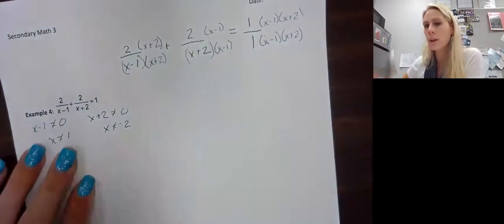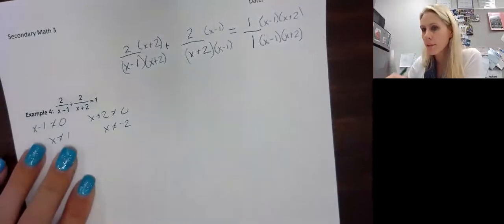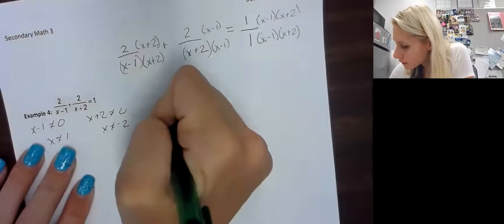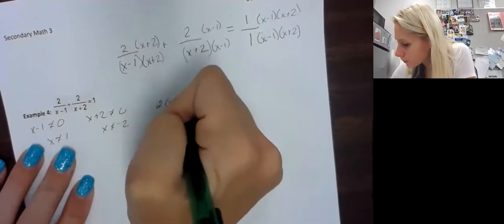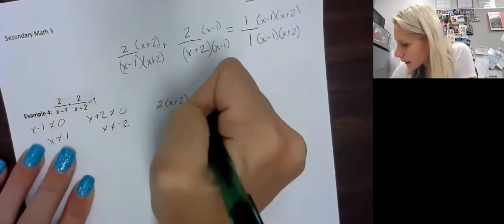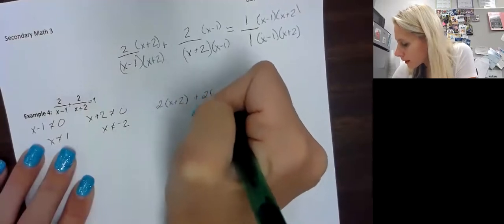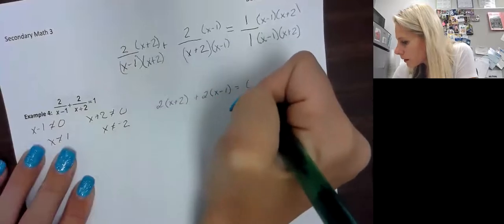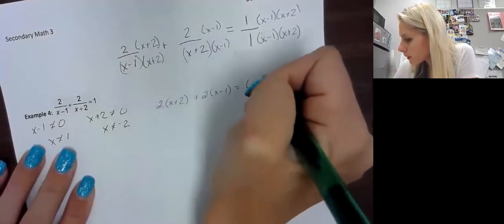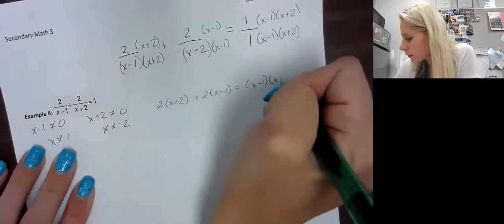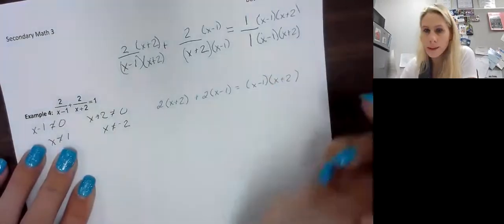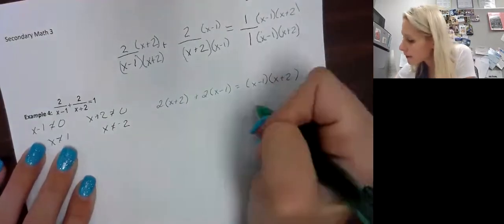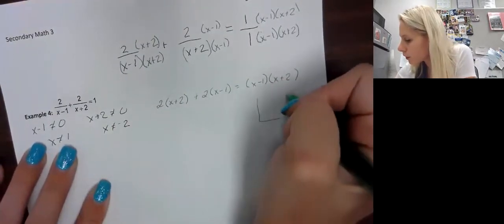Now I'm not going to distribute or do anything like that. I'm just going to rewrite it so we're focusing on that numerator. 2 times x plus 2 plus 2 times x minus 1 equals this x minus 1 times x plus 2. So I want to point this out, guys. This is distribute, but this one you might have to do your box. Unless you know how to FOIL, you can FOIL too.